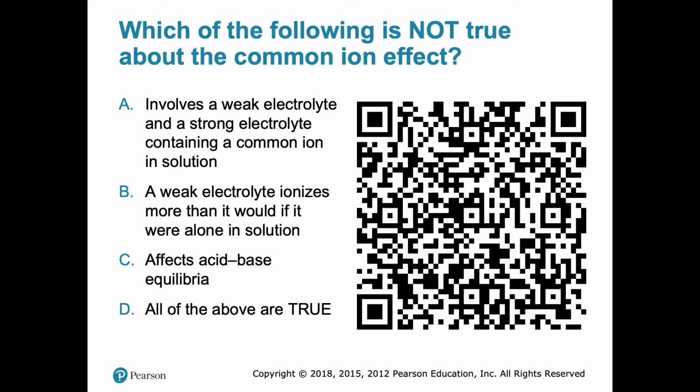That sounds reasonable, I think. A weak electrolyte ionizes more than it would if it were alone. It affects acid-base equilibria, where all of these are true. All right, so the distribution here is this, and the vast majority of you got that correct. The answer is in fact B, right?